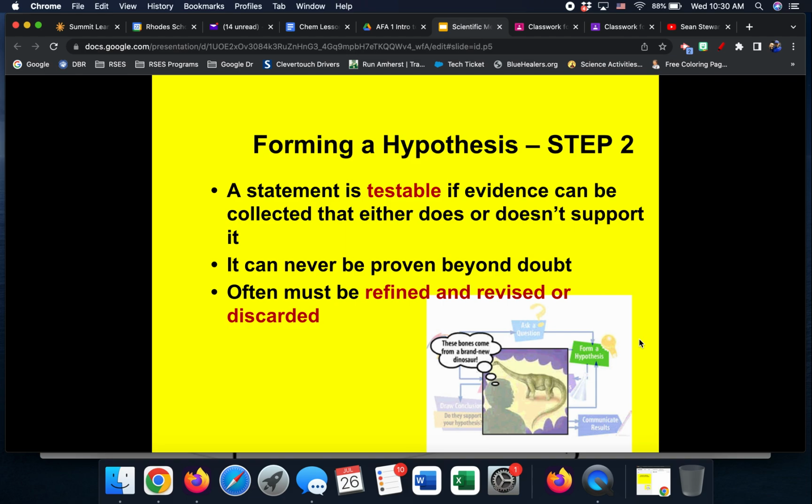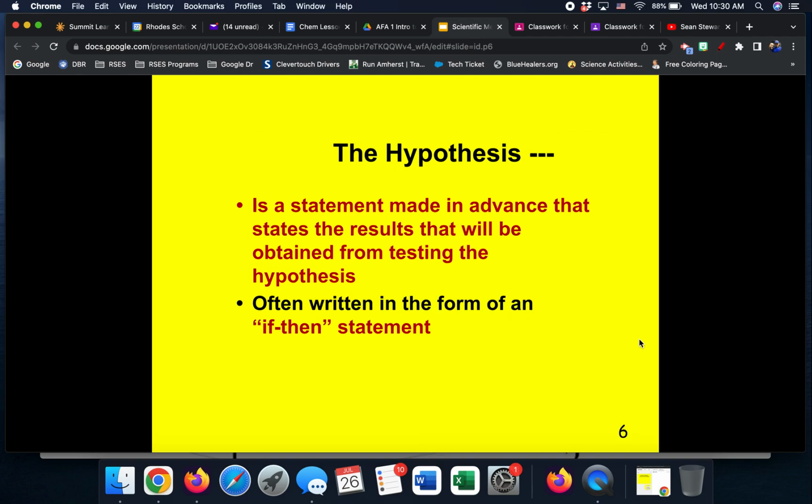The Browns are going to win the Super Bowl this year. That's not a hypothesis. You can't test that to see if it's true or not.